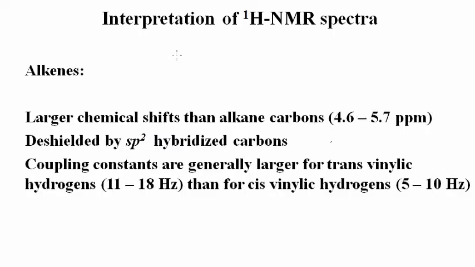The splitting pattern observed, as dictated by the coupling constant, can also give you some additional information regarding the double bond, about whether the molecular structure has a cis or a trans conformation. So the coupling constants are generally larger for trans vinylic hydrogens than for cis vinylic hydrogens. And so what that means is that in the signal splitting pattern, a larger coupling constant is going to give a greater separation distance between the peaks.